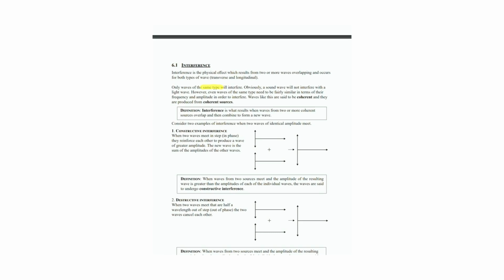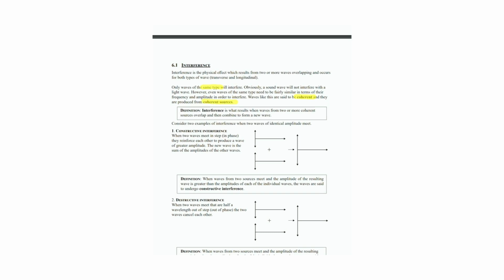Obviously, you're not going to have light waves and sound waves interfering. They're completely different types of wave. But even when you're talking about the same kind of wave, you want the waves to have approximately the same wavelength, same amplitude, before you get proper interference. Waves of the same type, with approximately the same amplitude, wavelength and frequency, we say those waves are coherent. And coherent waves come from coherent sources.